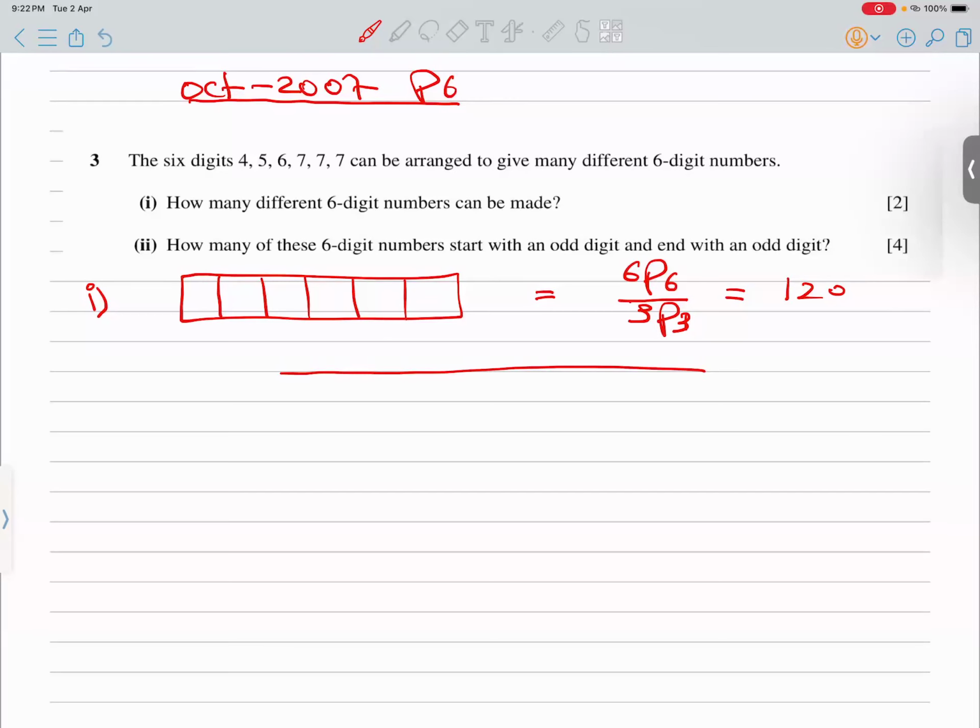Part number 2 is a little tricky. That is why part number 2 has 4 marks. So let's see how we can do part 2. He's saying how many 6-digit numbers can start with an odd number and end with an odd number.